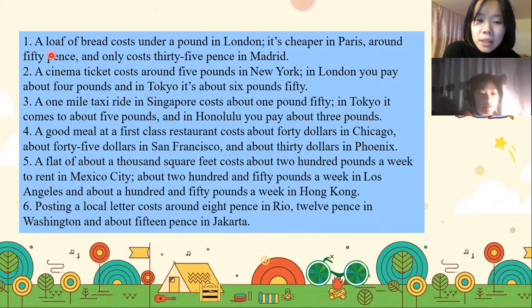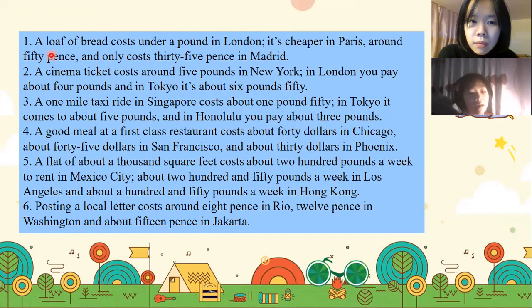A loaf of bread costs under a pound in London. Yes. Here in Paris, around 50 pence, and only costs 35 pence in Madrid. I think this is the most difficult sentence that we have to listen to 3 or 4 times, right? So this means a loaf of bread costs under a pound in London.